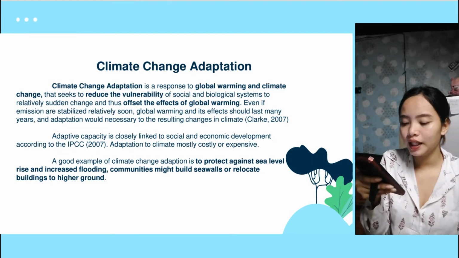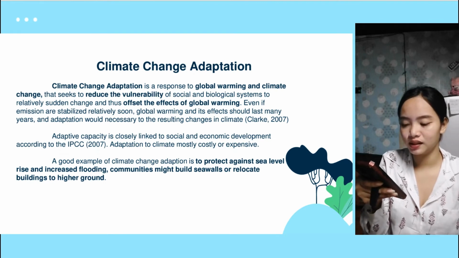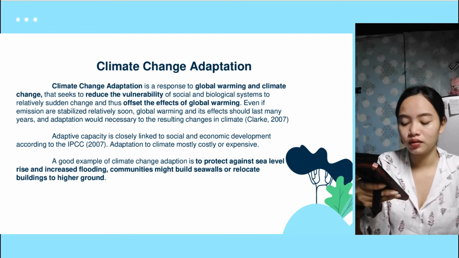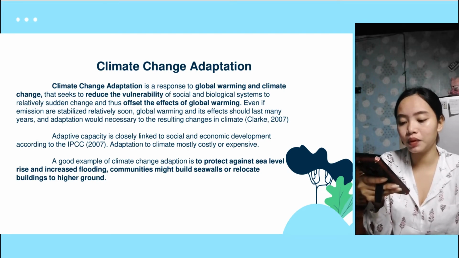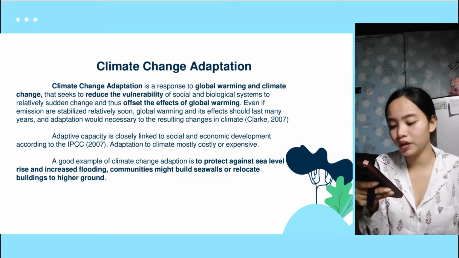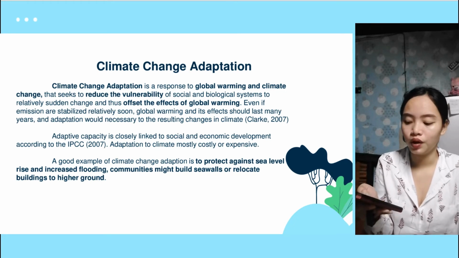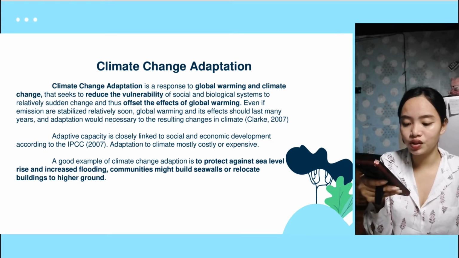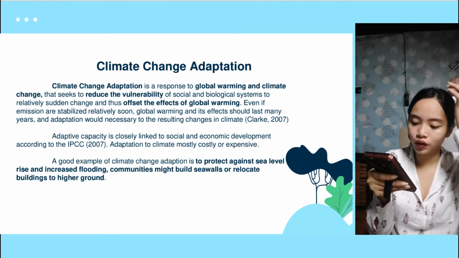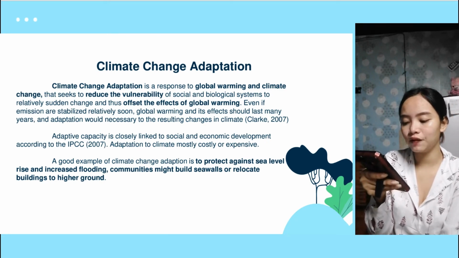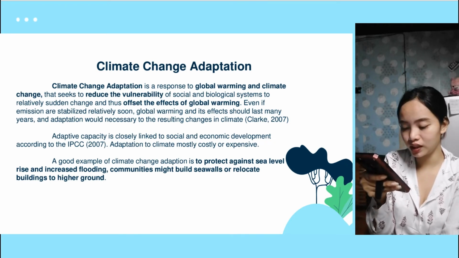Climate change adaptation is the response sa global warming o climate change. So ang climate change adaptation is nga ma-reduce ang vulnerability sa social o biological system in response to global warming o climate change. So tungod sa sudden change of effect of global warming, so the emissions stabilize relatively soon. Global warming and its effect should last many years, and adaptation would be necessary to resulting changes in climate.